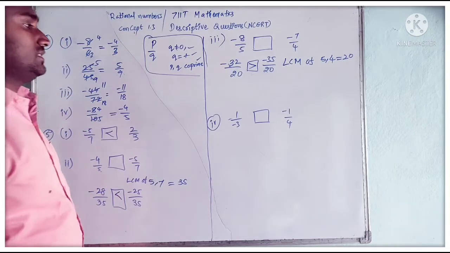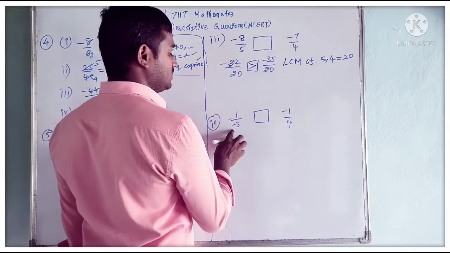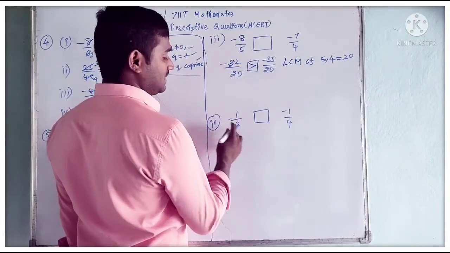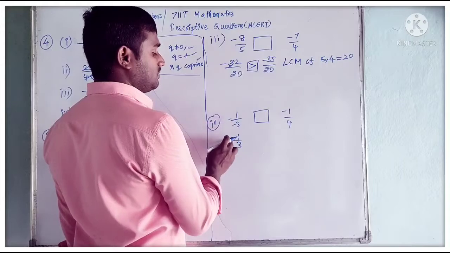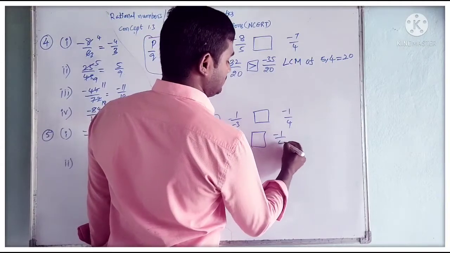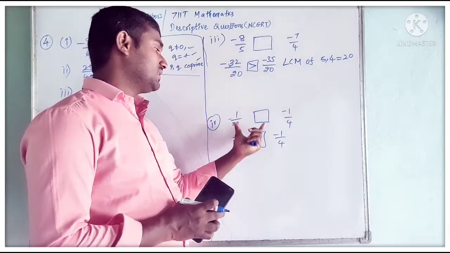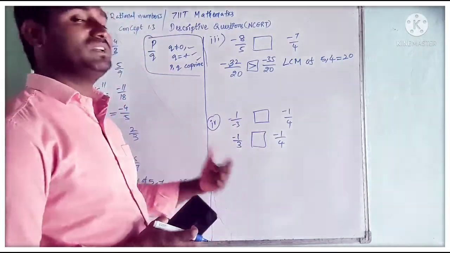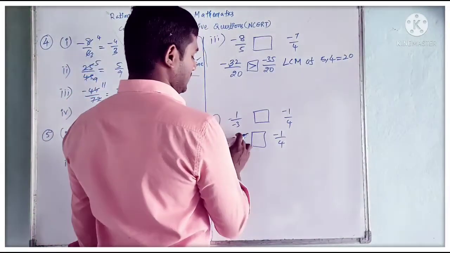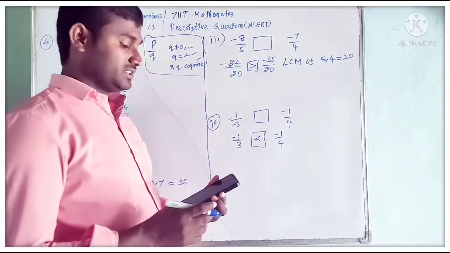greatest rational number. Next, 1 by minus 3 we have. This is not in the standard form, so write it in the standard form. 1 by minus 3 we can write as minus 1 by 3, because a positive by a negative number is equal to a negative value only. And this is minus 1 by 4. When comparing negative rational numbers, if the numerator is the same, the denominator which is smaller becomes the smallest rational and the one which is greater becomes the greatest rational. So minus 3 is the smallest, so minus 1 by 3 is smaller than minus 1 by 4. Okay, this is for negative rational numbers.